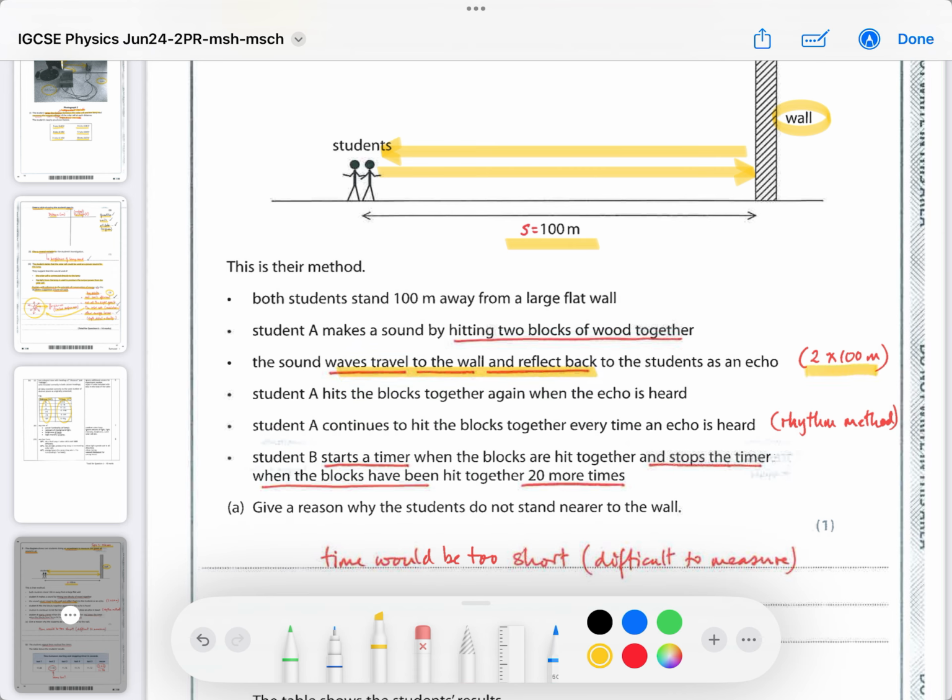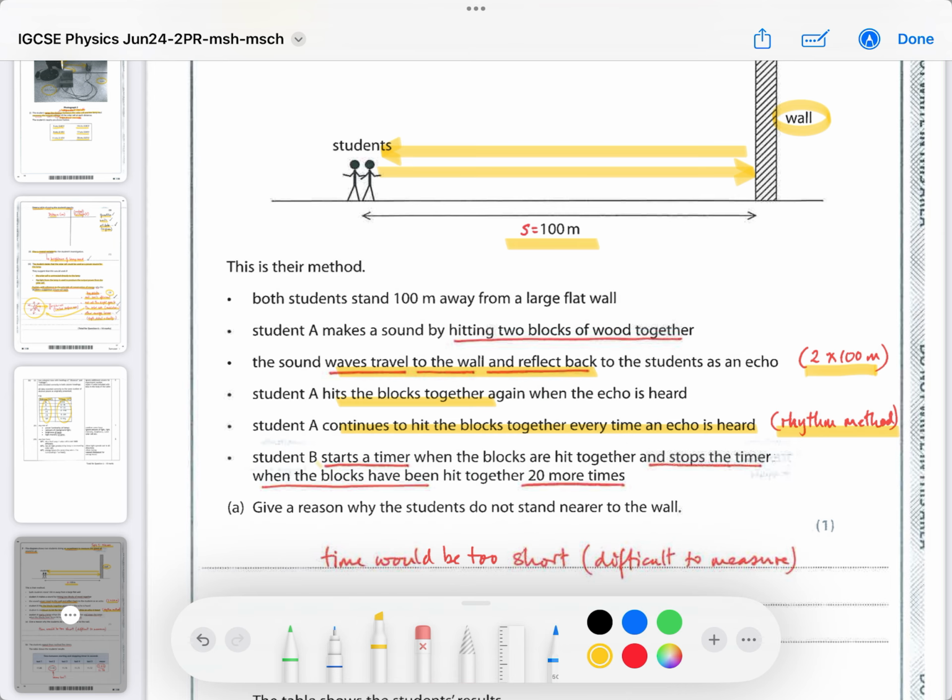200 meters. So what they're doing is they're hitting wooden blocks together or something to make a sharp sound. You want a sharp sound to have a clear echo. Yeah? So they continue to hit the blocks together every time, as soon as they hear the echo. So they're using a rhythm method to synchronize the hitting of the blocks with the hearing of the pulse return. The sound pulse, the sound echo returns to them.